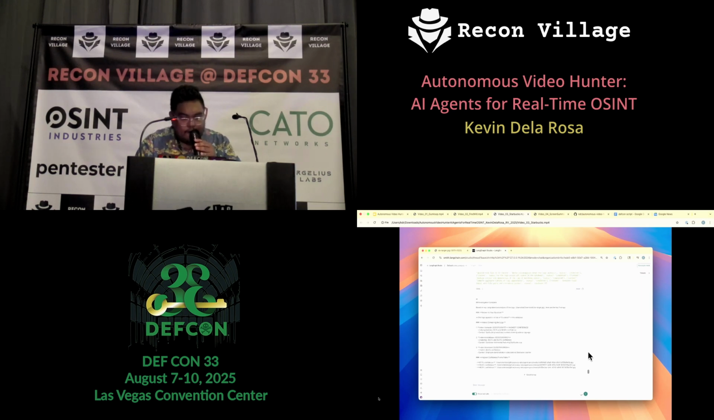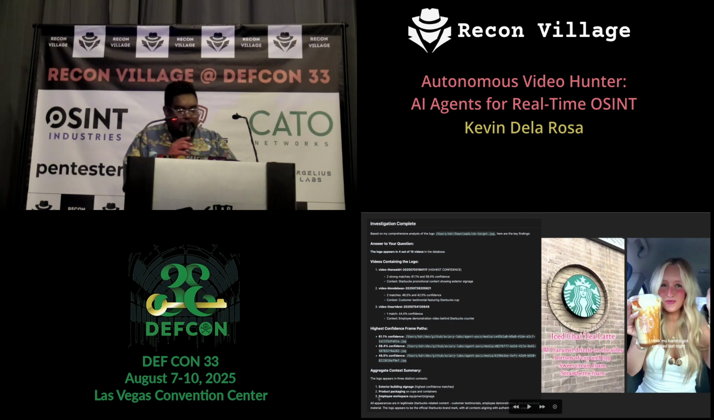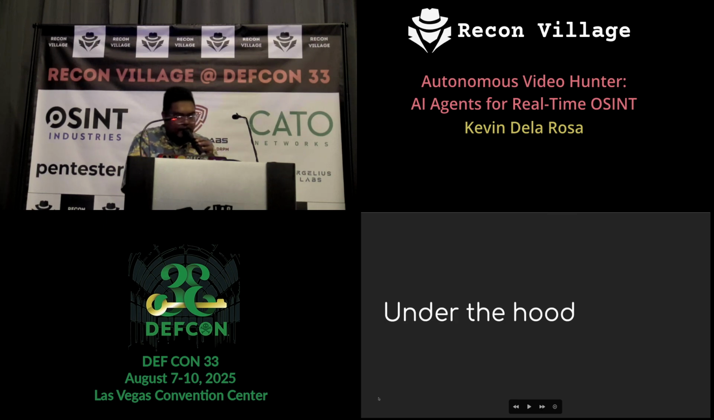And the output looks like this, where it found the logo in 4 of the 15 videos I shoved at it. It found it on the building facade as well as on cups and within, I think it says, a work context, so employees wearing the logo, basically telling you that they were in customer testimonials or employees demonstrating what they're doing and promotional material. So cool, now we have an understanding of what people are doing with Starbucks logos. Under the hood, there's a few different things going on.